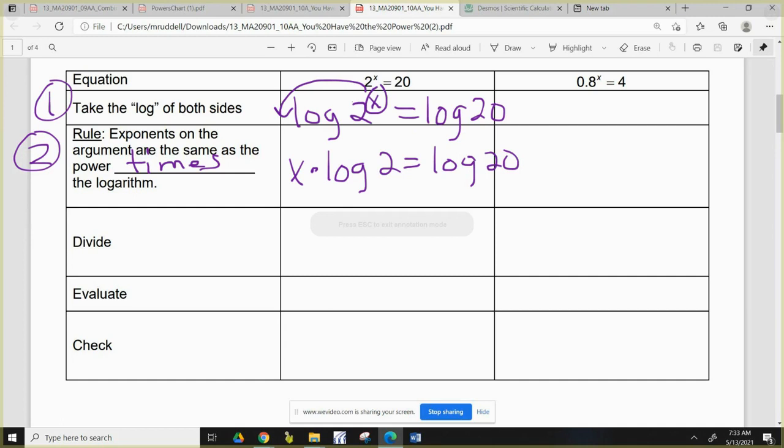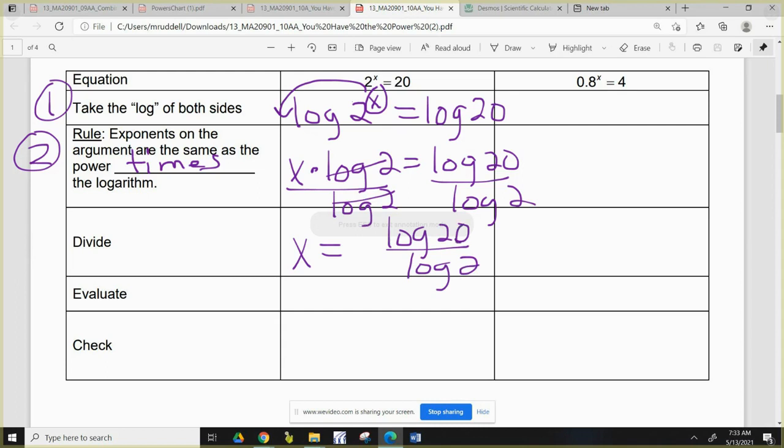Okay? Now, what is my goal here? I'm trying to solve for x. I want to get the x by itself, or isolate that variable. Right now, that x is multiplied by log 2. How do I get rid of multiplied by log 2? Divide by log 2. These cancel, and now I have x equals log 20 divided by log 2.